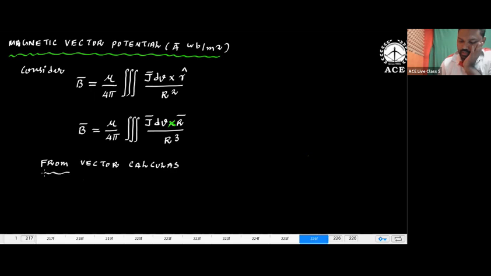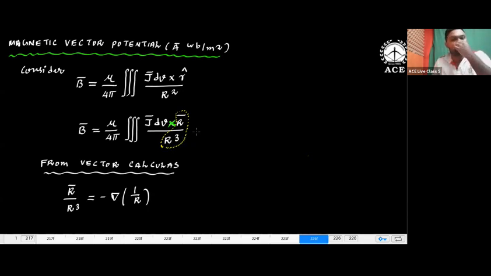From vector calculus, there is a property. What is that property? The vector divided by its magnitude cubed is equal to minus the gradient of 1 by r. I'm going to substitute this one there.